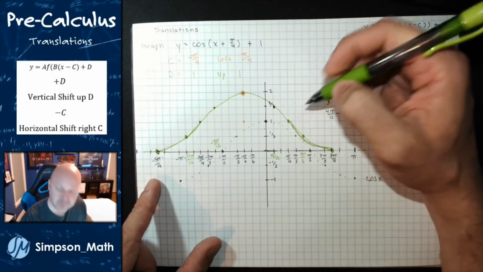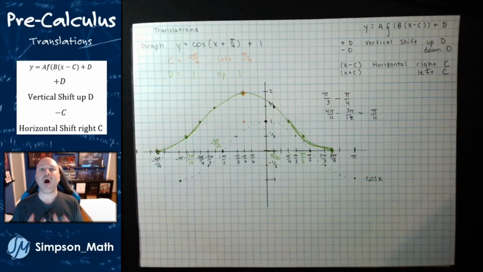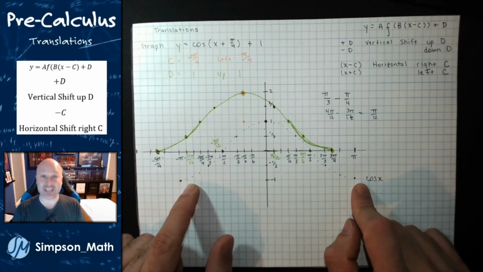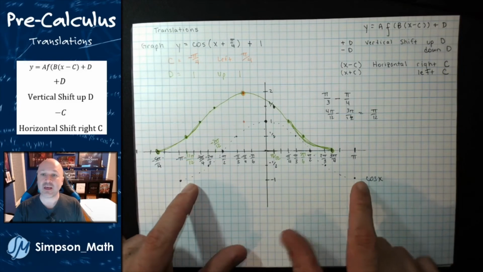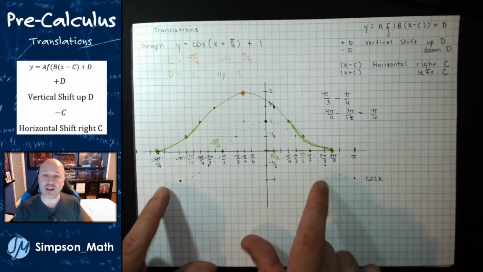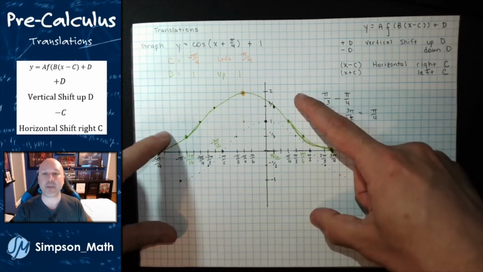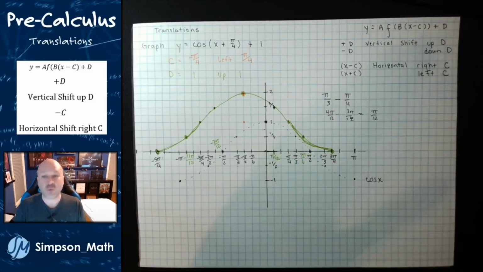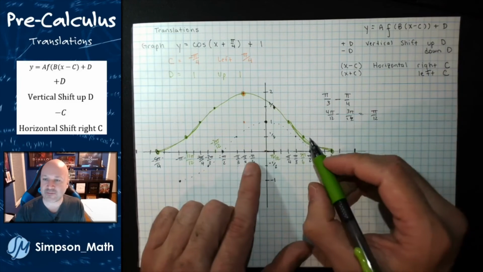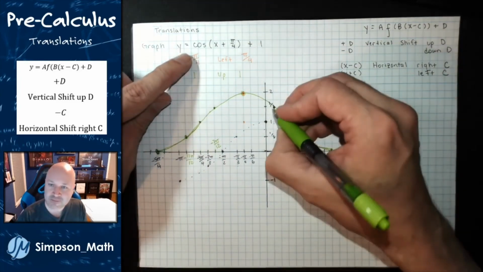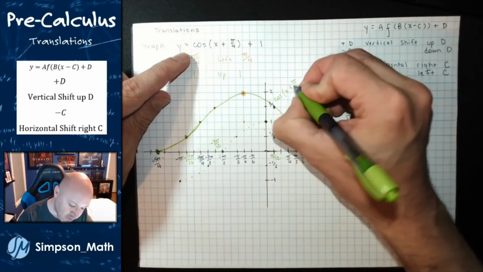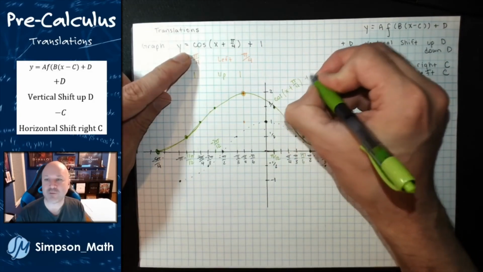Oops, there we go. So all I did is I took my parent graph and I simply applied the translations, which are shifts. In this case, I had one going left a distance and up a distance, and I was able to do them at the same time. You could do one at a time. Just make sure you label your graph. In fact, I need to label this graph. My green graph is cosine of (x plus pi fourths) plus 1.